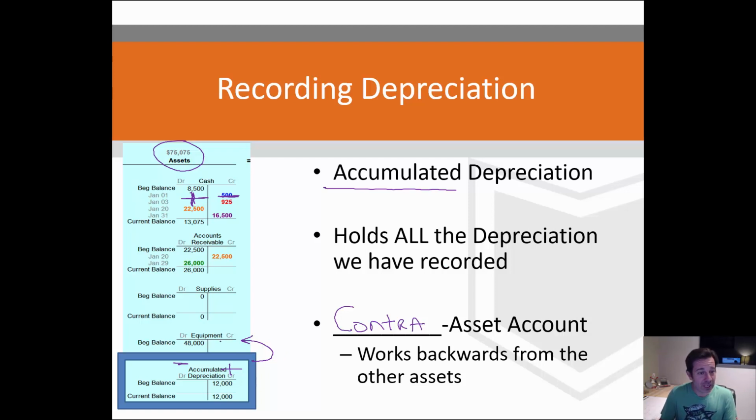All right? I have $48,000 in my equipment account. That's what I paid. I leave that in there until I get rid of that equipment. Okay? It stays there, $48,000. The accumulated depreciation is measuring what I've depreciated and kind of nets against equipment. So the book value of that equipment, $48,000 minus $12,000, is $36,000. It nets, it brings it down. Okay? Kind of makes sense? Contra asset. It's on the asset side, works backwards from all the other ones.